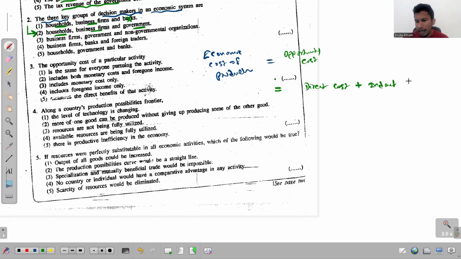Direct cost and indirect cost. If you remember this simple equation, you will be able to find the answer easily. Now we will go through all the provided options. The opportunity cost of a particular activity is the same for everyone pursuing that activity.